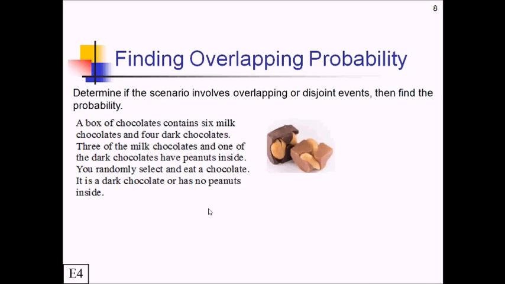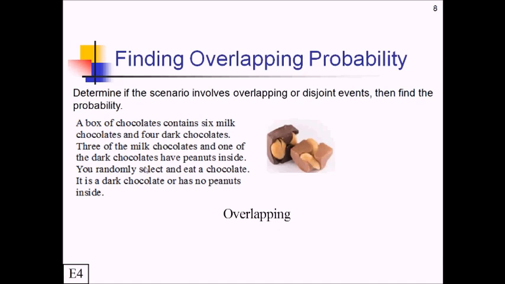All right, so first off, is it overlapping or disjoint? Well, we're asking the question, are there dark chocolates that don't have peanuts inside? And there definitely are. They talked about one of the dark chocolates has peanuts, so there's a few dark chocolates that don't. This means this is an overlapping situation, and we have to make sure that we subtract any members of the overlapping groups. So let's go ahead and find those individual probabilities.